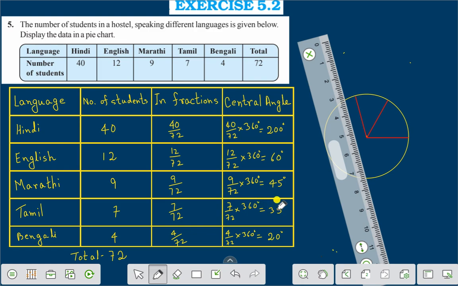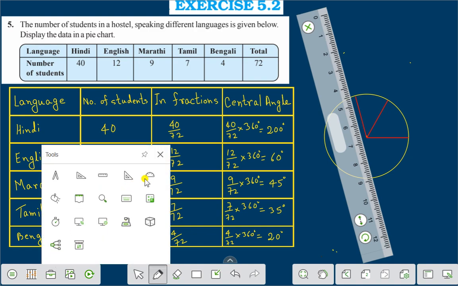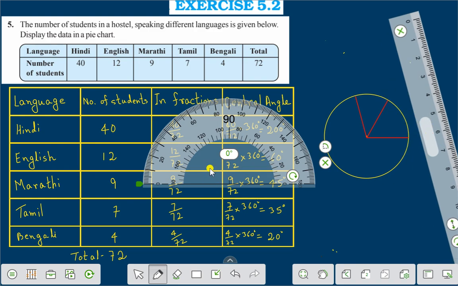Then we will make 35 degree. Let us make 35 degree with the help of protractor.